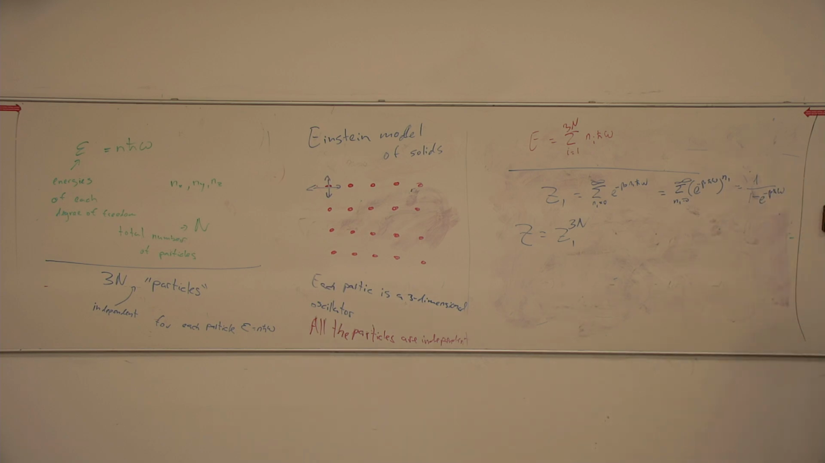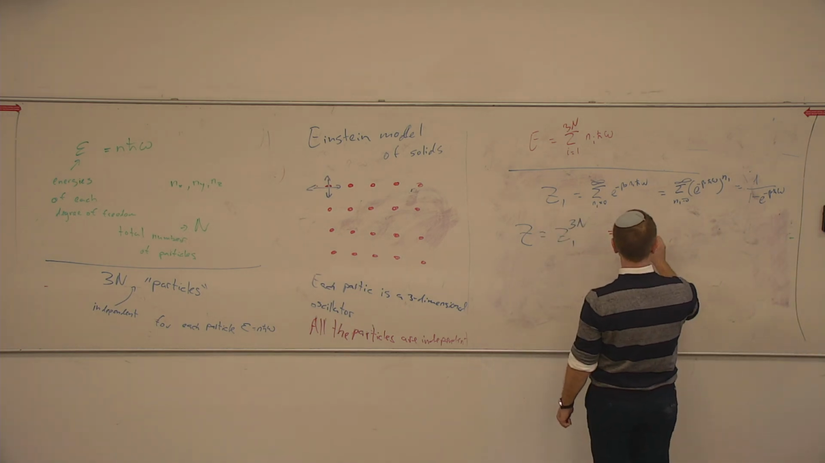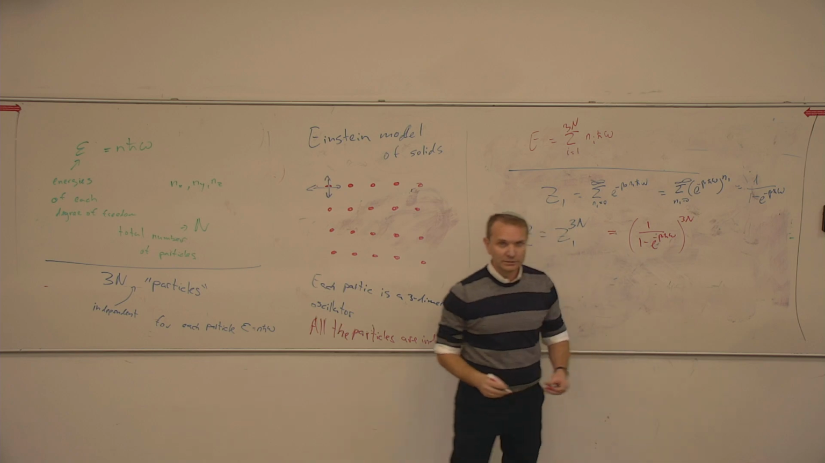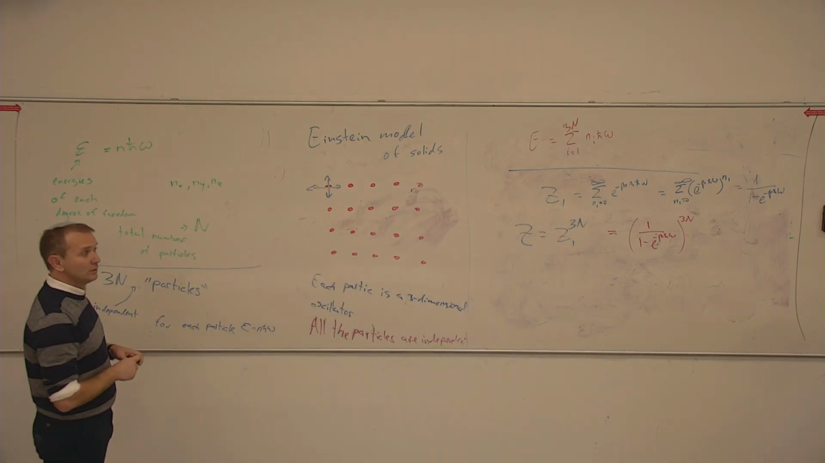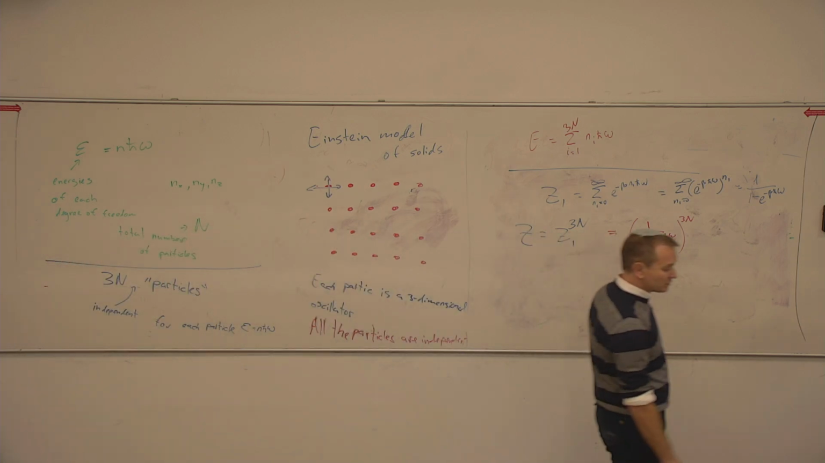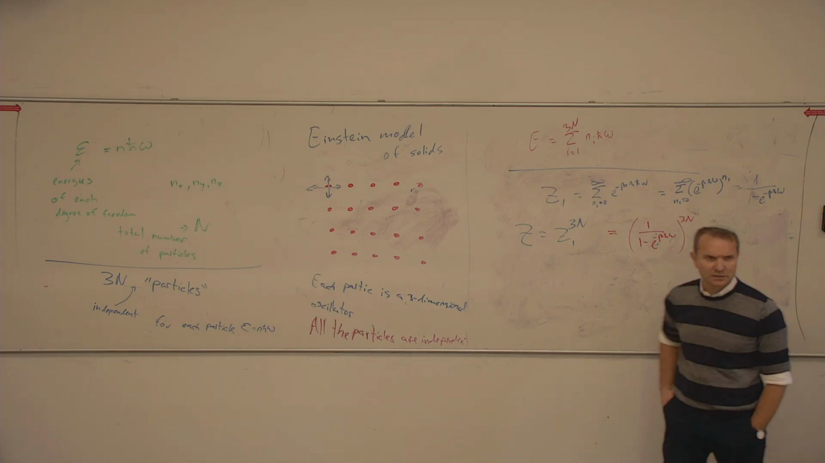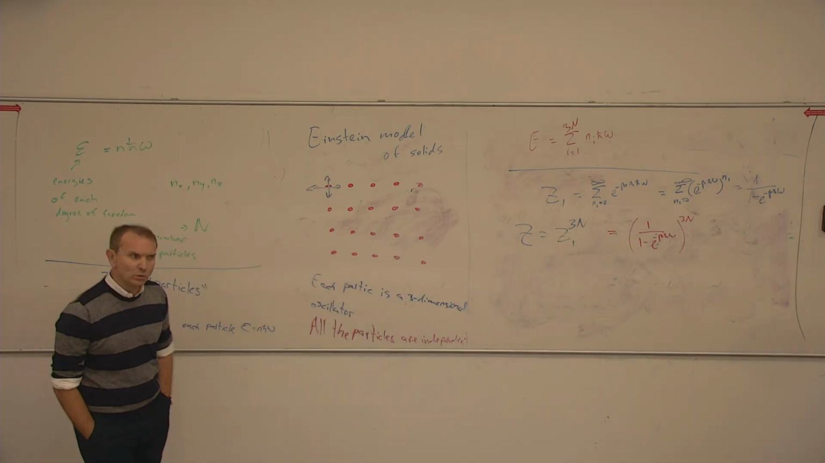Okay. So Z is 1 over 1 minus e to the power minus beta h bar omega, to the power of 3n. We are done. You can compute other stuff from now on. That's basically it. Very, very simple. Now, let's see if it works. Remember, we have two limits. One is high temperatures. The other one is low temperatures.